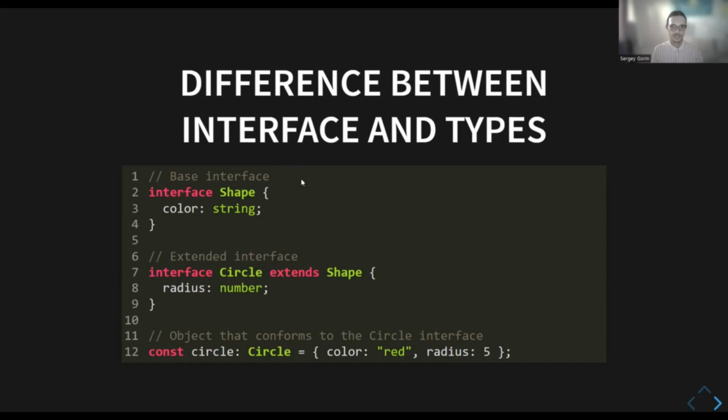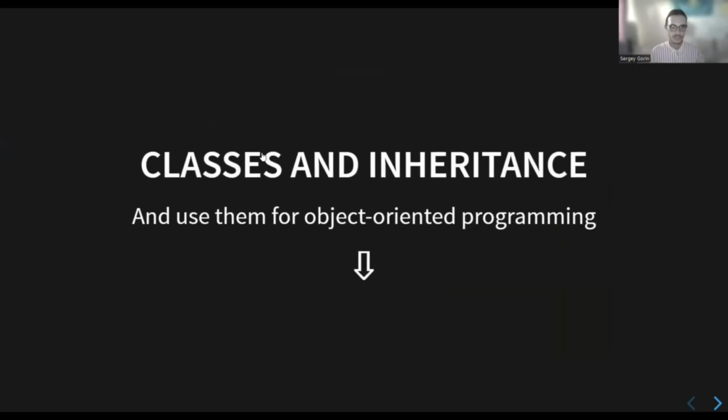In general, interfaces are more commonly used for defining object shapes and contract-like structures, while types are used for more general and complex type definitions. Classes and inheritance, and using them for object-oriented programming.